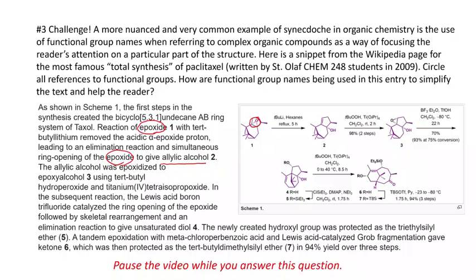In the subsequent reaction, the Lewis acid boron trifluoride catalyzed the ring opening of the epoxide, followed by skeletal rearrangement and an elimination reaction to give unsaturated diol 4. Now, this particular use here, unsaturated diol, let's see if we can find it. Here's 4. It says R equals H.